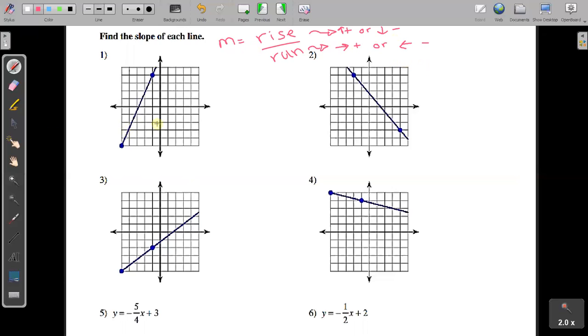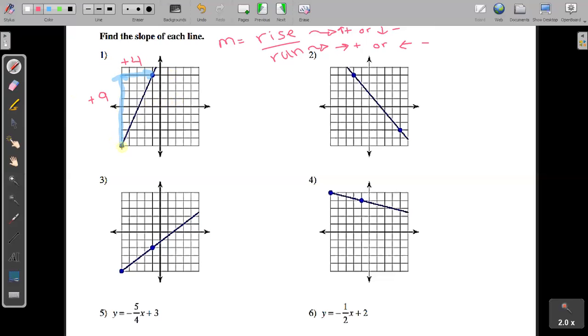So we are going to start for number 1 with the bottom point and go to our top point. So we are going to rise and count how far up we go. We are going up 9 units. So if we're going up, that's a plus 9. Then we're going to count how far over we go. And we're going to the right, which is positive, and we're going to the right 4 units.